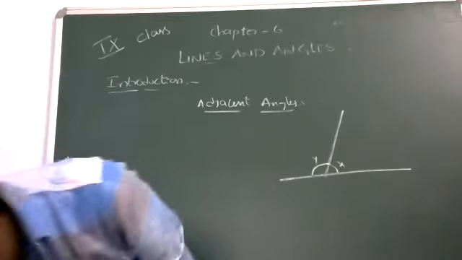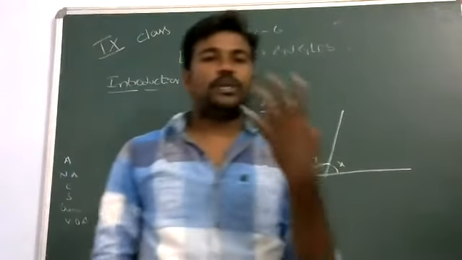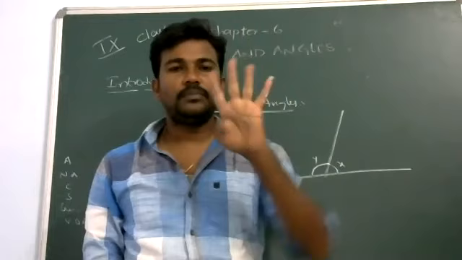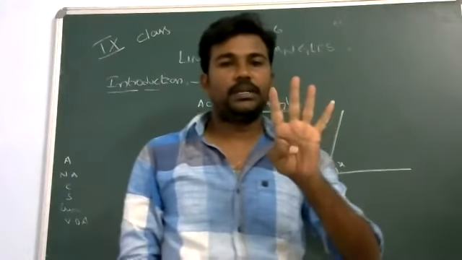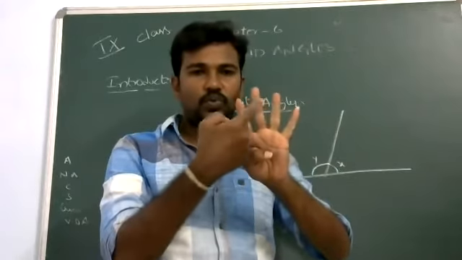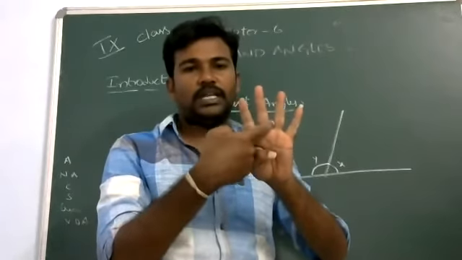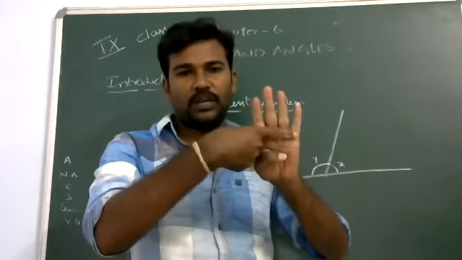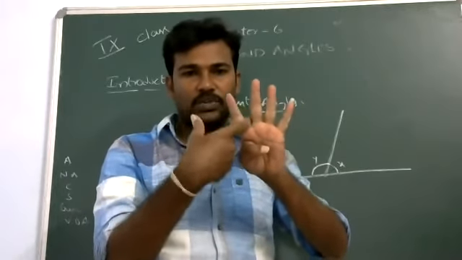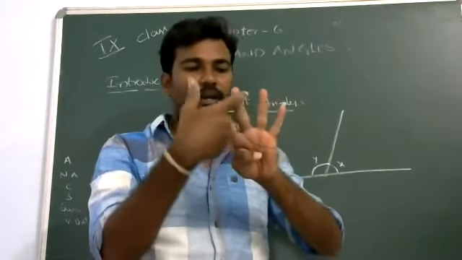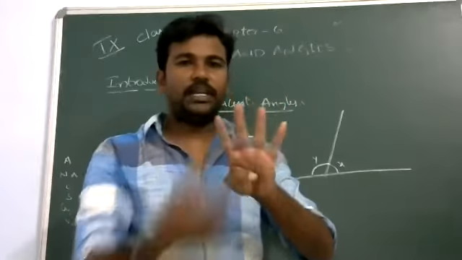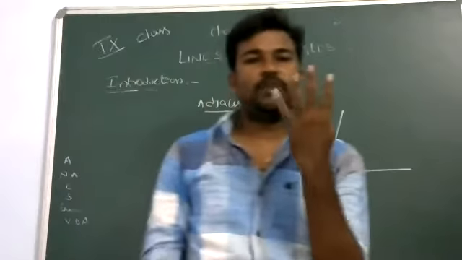So here I am going to explain one more thing. Here you can see your four fingers. If these two angles are adjacent, you can assume this is a straight line. So these two angles are adjacent and these two are adjacent. Clear? So here I am going to explain one more example.